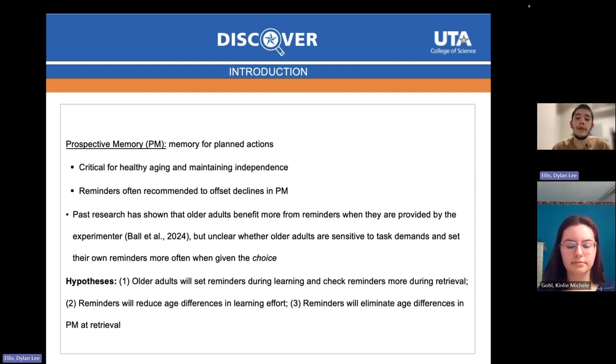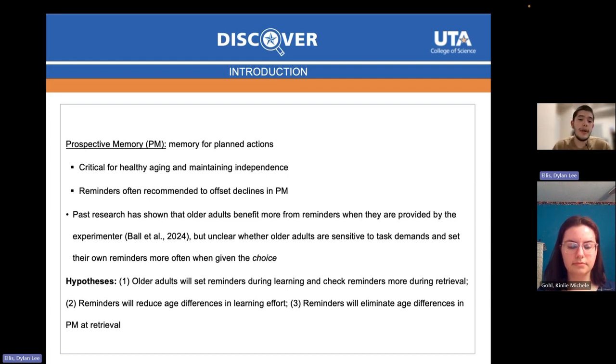As we see in older adults, this prospective memory actually shows a decline in late aging. This could be critical to maintaining one's own independence. One way we have seen to aid in that decline is by setting reminders. This is simply offloading information onto the environment around you. Methods of this can include writing on sticky notes or using Google Calendar to put in the task that you have to do in the future and when it's going to be as well.